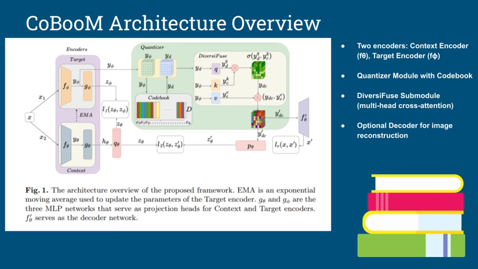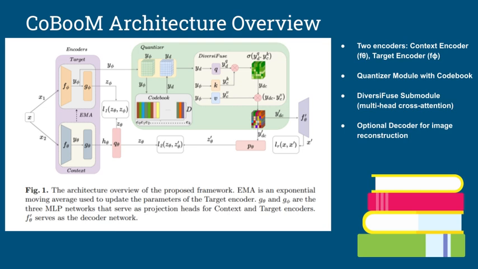A quantizer model with a codebook, which takes continuous embeddings and assigns them to discrete code words. A DiversiFuse module, which uses multi-head cross-attention to fuse information between continuous and discrete spaces effectively. An optional decoder for reconstruction purposes, allowing the model to regenerate images and ensure the representation preserves essential structural details. This overall framework is visualized in Figure 1 of the paper. Now let's unpack each of these components one by one.